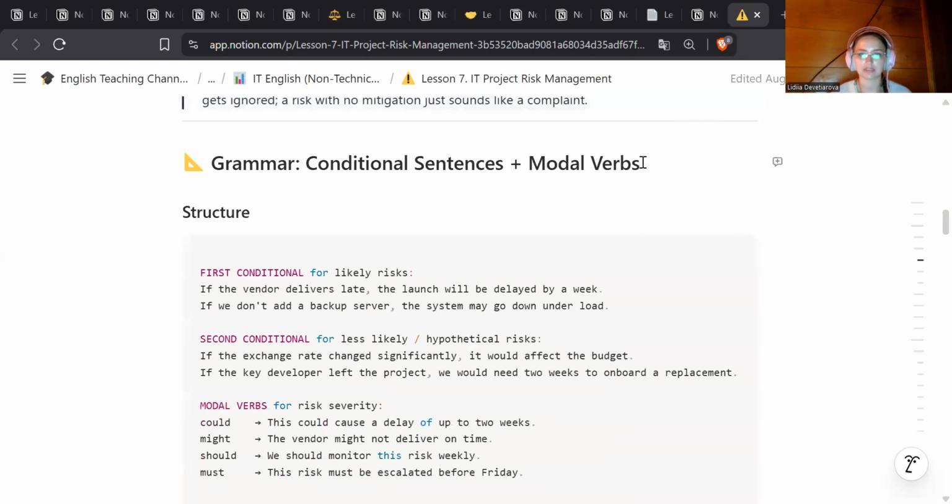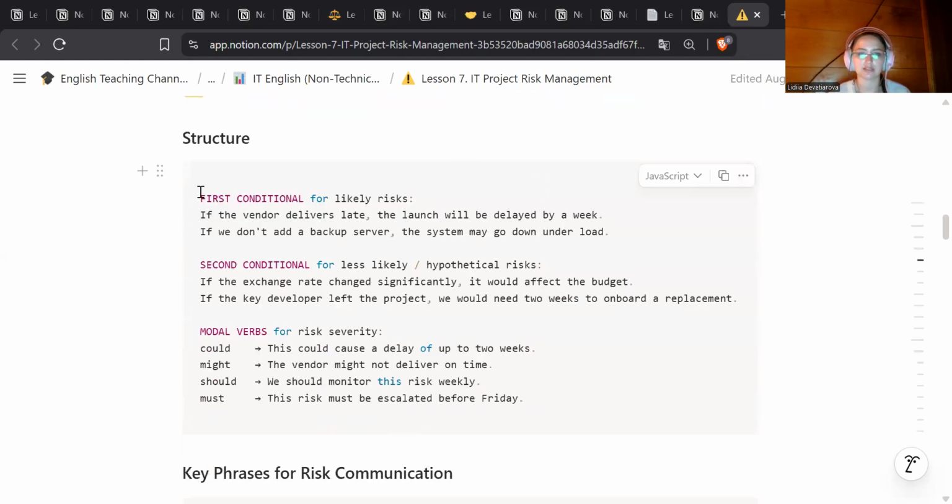Grammar: conditional sentences and modal verbs. Today we're going to talk about the first conditional and the second conditional. In the previous lesson we briefly touched on the zero conditional, and today we're talking about the first and second conditional. First conditional, we use it for likely risks, that is, something that most likely is going to happen in the present or in the future.